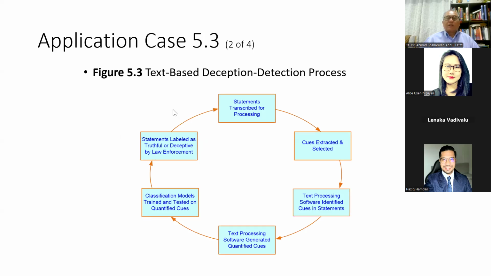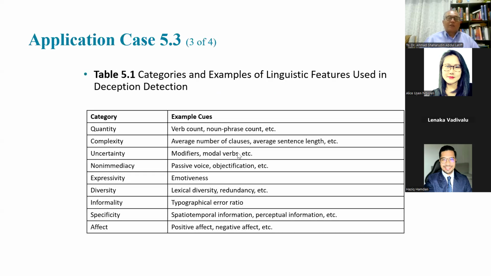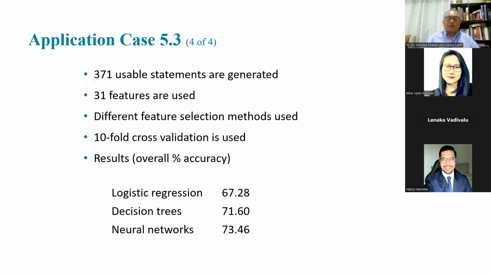So text-based deception detection will get statements from the transcript for processing, look into cues extracted, text processing. The software will identify the cue, then generate the quantified cue, and then do classification and label it truthful or deceptive. Okay, this is an example.